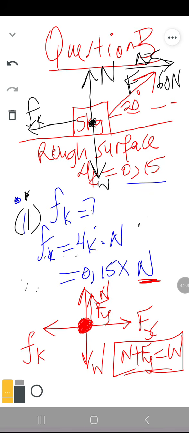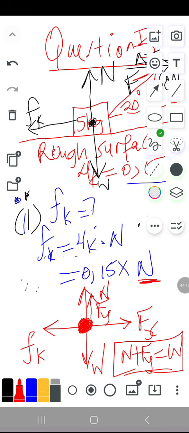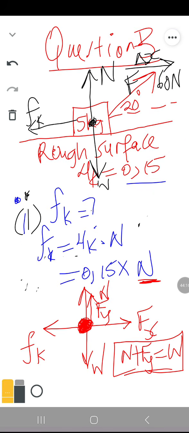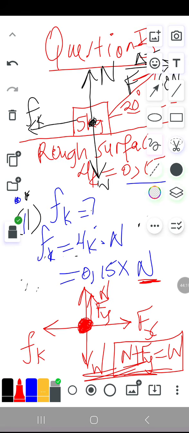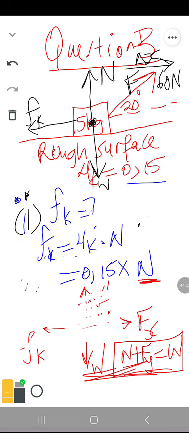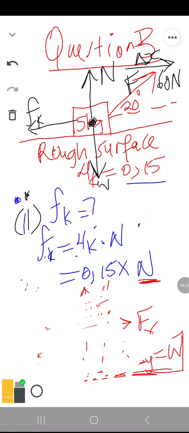You are free to pause the video so that you can take your time copying the free body diagram. So let me try to wrap the free body diagram so that we can answer this question. We agree that normal force plus Fy is equal to the weight. So let's calculate our normal force using the formula that I gave you guys here.